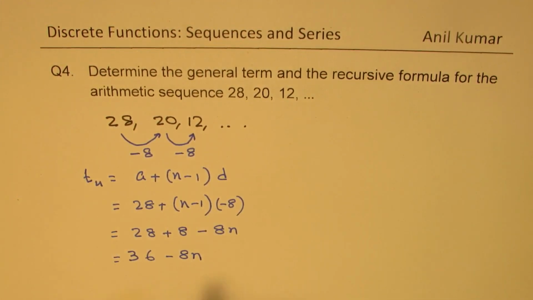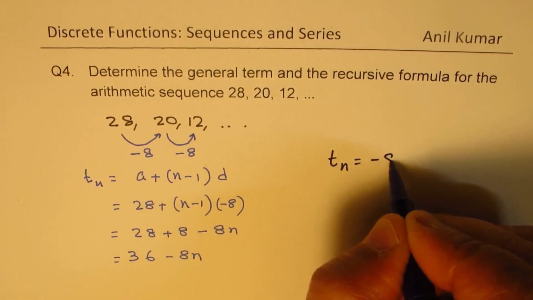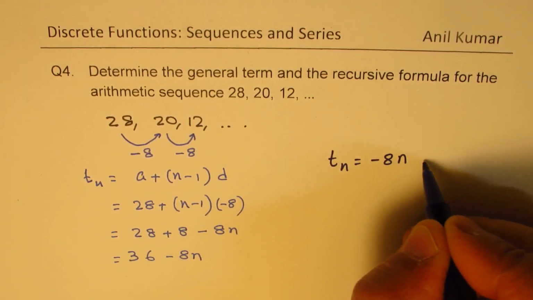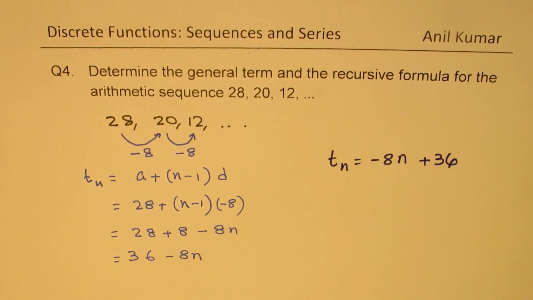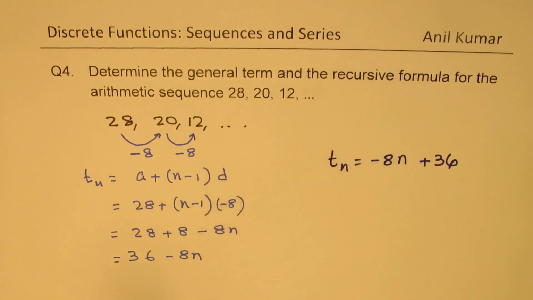So the general formula for us is Tn equals 36 minus 8n, you could also write minus 8n plus 36. Is that clear? So that is the general formula, and now the recursive formula.